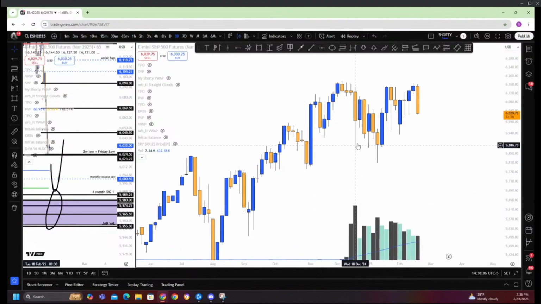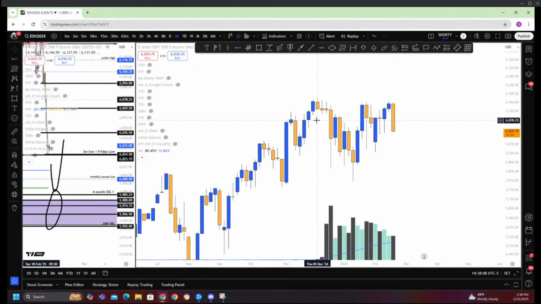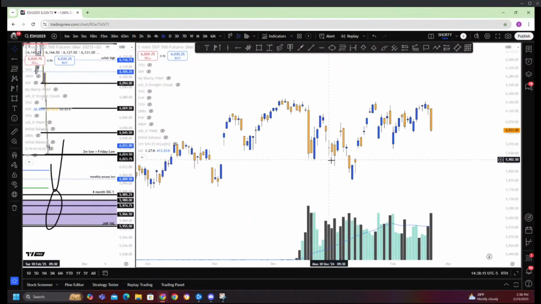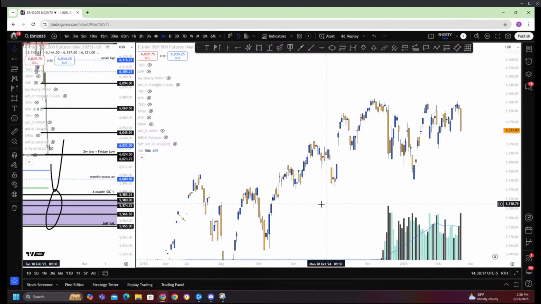A lot of people are getting excited, and I'm surprised nobody's seeing inverse head and shoulders just yet, but I'm sure it's coming. Oh, it's coming.